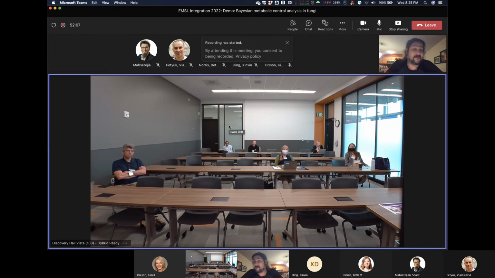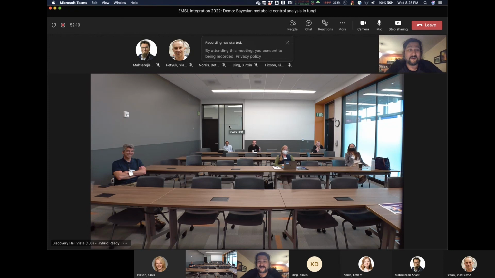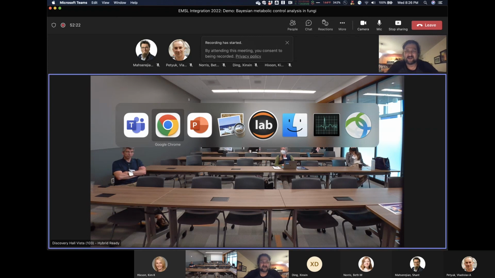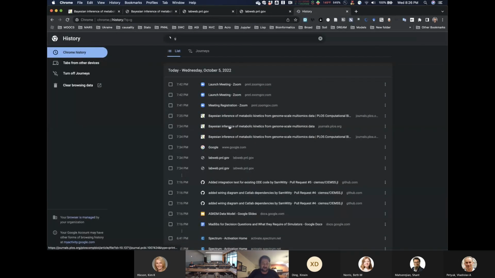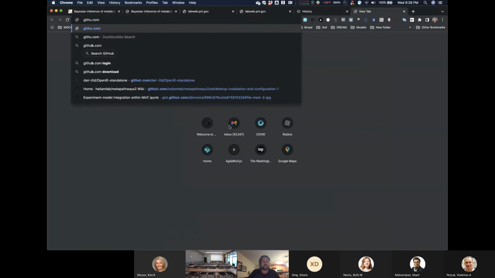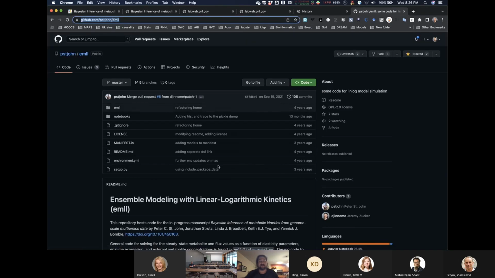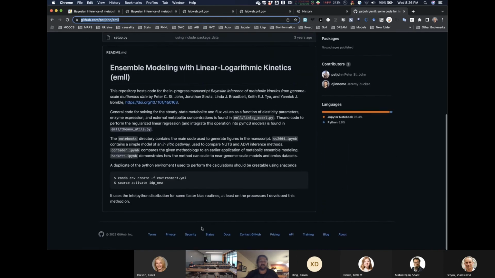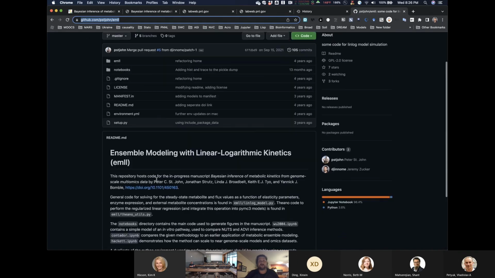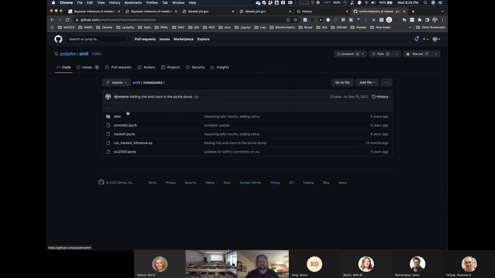Cool. So we have 5 minutes left. I don't know if I can really do a demo justice, but I can at least point you to the code so that you can download it and run it yourself if you're interested. So if we go to GitHub, github.com/pstjohn/EMLL, that will get you there. This is the ensemble model with linear logarithmic kinetics. If you follow these directions, you should be able to get it working. Then there's a notebook. There are actually 3 notebooks. I was going to show you the Wu 2004, which is a very simple linear pathway.